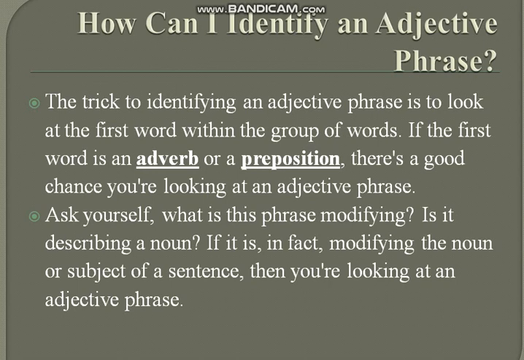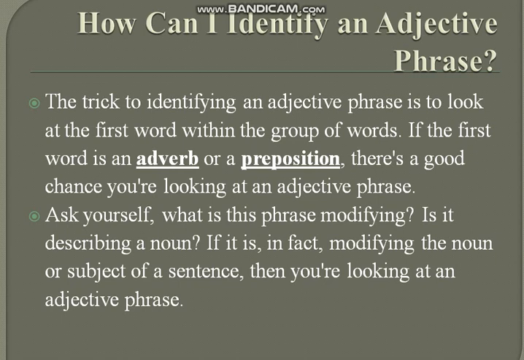Now the question is, how can I identify an adjective phrase? Whenever you look at any sentence, how would you identify an adjective phrase? The very first question is that you have to ask yourself what this phrase is modifying. If it is modifying or describing a noun or a noun phrase, then it would be an adjective phrase. The trick to identify an adjective phrase is to look at the first word within the group of words.